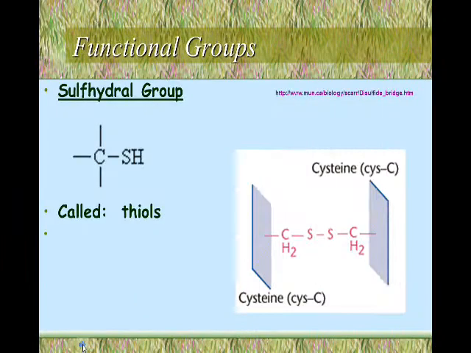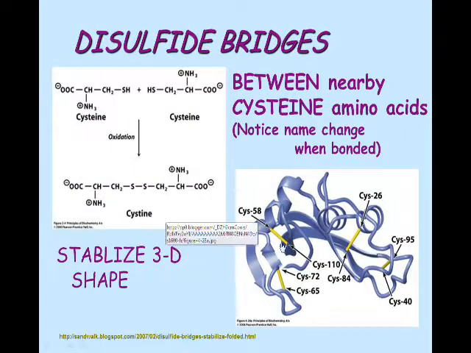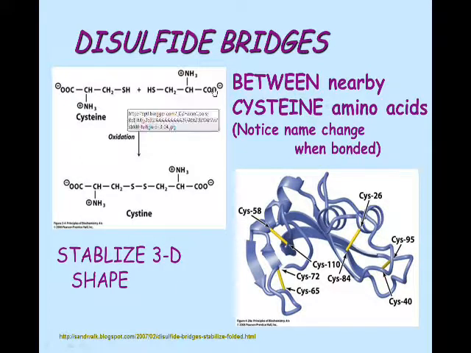And remember, shape has to do with function. So sulfhydryl groups, making those disulfide bridges, are stabilizing. They can make connections to help hold that 3D shape in place. Notice, here's my amino acid with the sulfhydryl group, cysteine, and when we put them together, we change the name a little bit, cysteine to cystine.